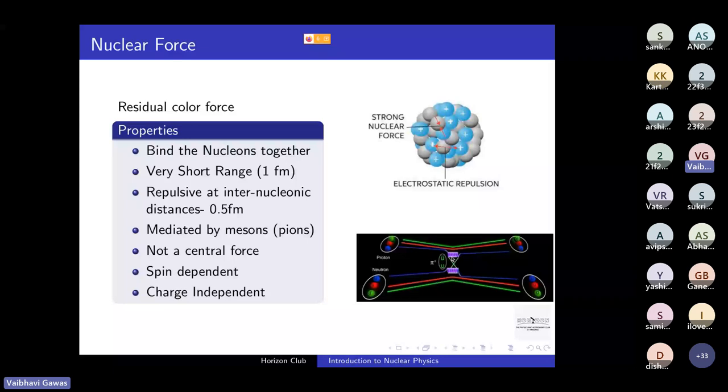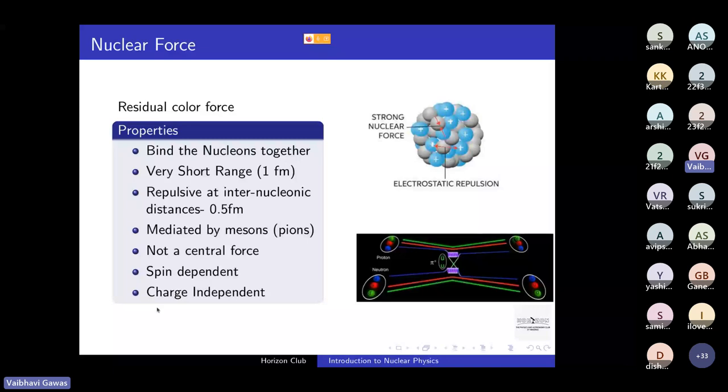It is not a central force, in the sense that, like the way gravity is, it's not a radial force that is dependent on r as such. The effect of nuclear force in one direction could be different from the effect of nuclear force in another direction at the same radii. And this happens because of spin dependence. If the direction of proton spin doesn't match the direction of neutron spin, the force would be much lower compared to the case where the proton and neutron spins are along the same direction.